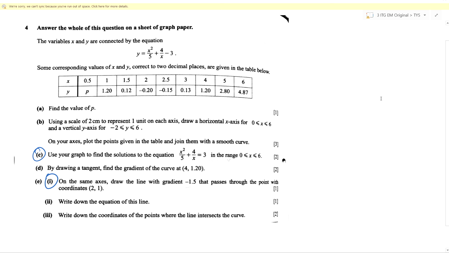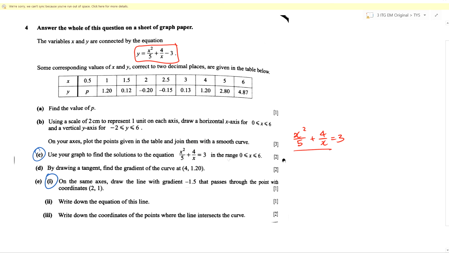In question 4c, you're asked to find the solution to this equation, and we have to manipulate it such that we have the equation for the curve, and that is what you have already plotted. So starting from x squared over 5 plus 4 over x equals to 3, we see that there are already some similarities.